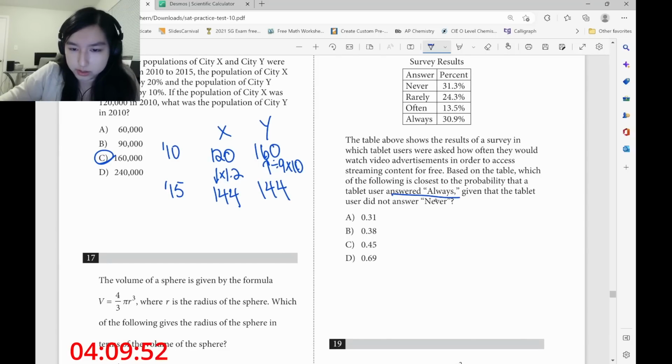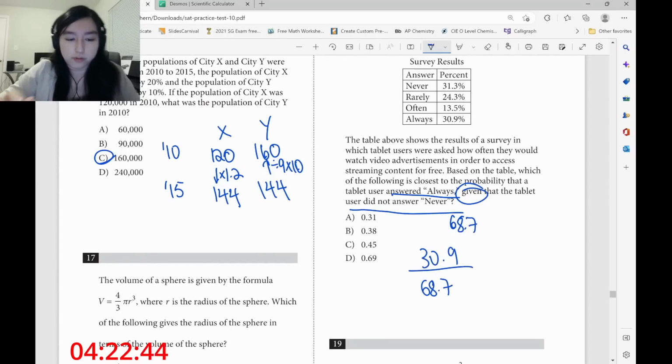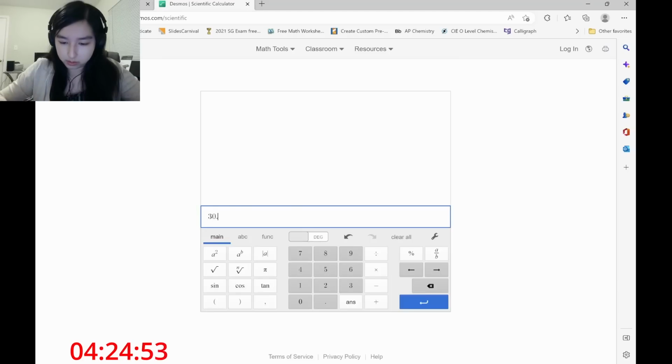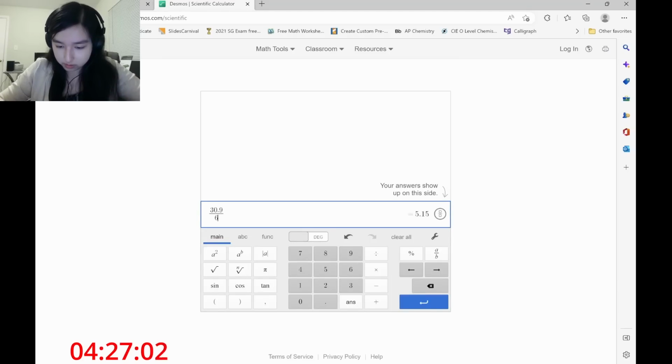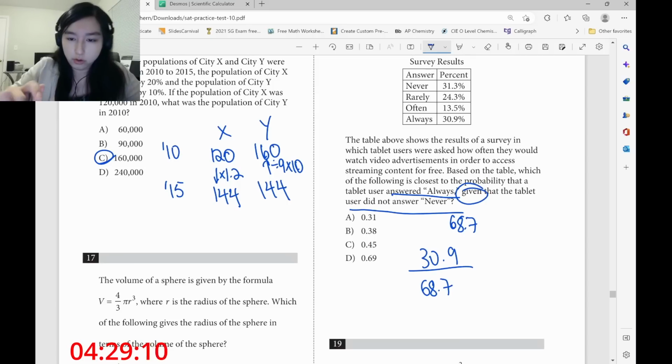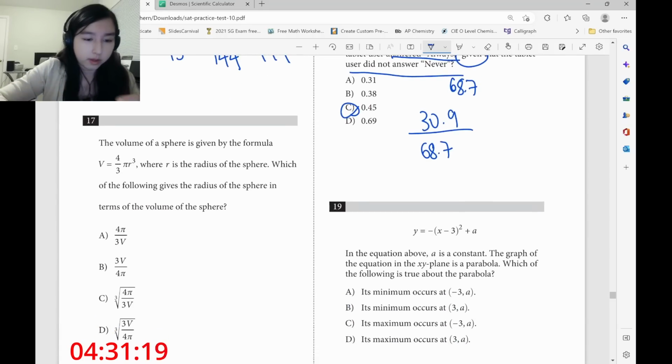Answer always given, did not answer never. Did not answer never is going to be 100 minus that, which is 68.7. So something over 68.7, always 30.9 over 68.7. 144, 144, C. Let's look at this.